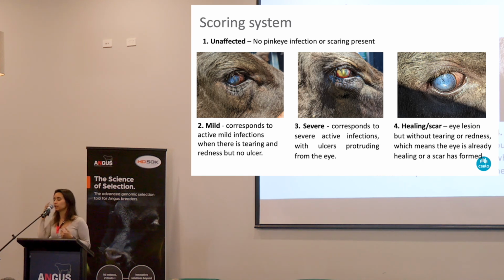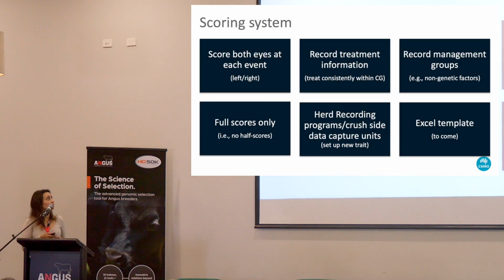There is no tearing, not much redness, but the animal was sick and now has a scar or a sign of the disease. Things to keep in mind about this scoring system is we need to score both eyes. So it's almost as if it was 2 traits, pinkeye right and pinkeye left. We need to record treatment information and treat consistently within contemporary groups.